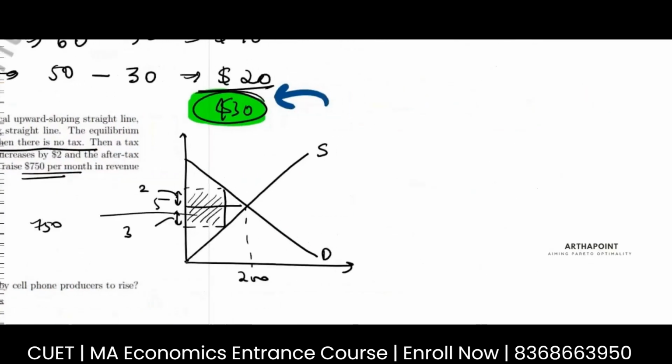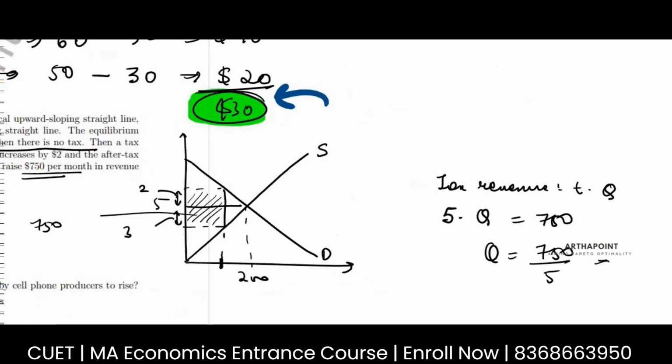Just try and do this. So tax revenue is tax into quantity. My tax is 5 rupees. Quantity I don't know. This I don't know. But I am collecting 750. So quantity would be 750 divided by 5, which would be 150.